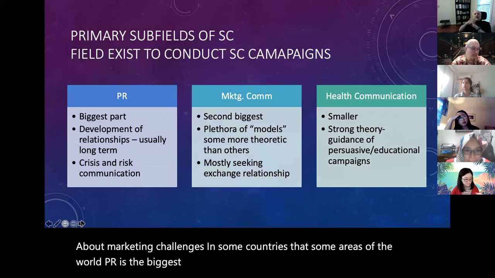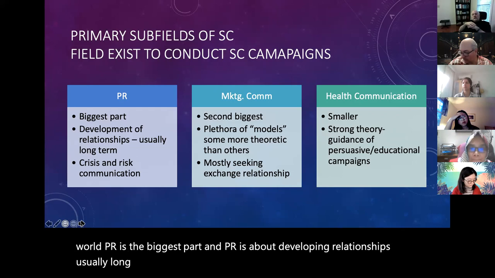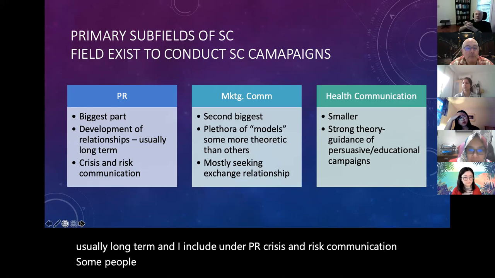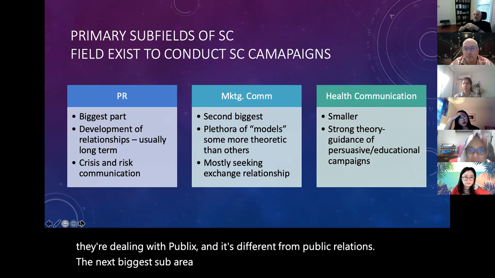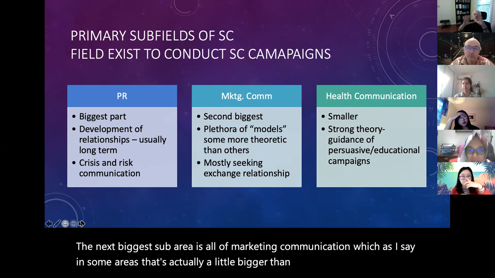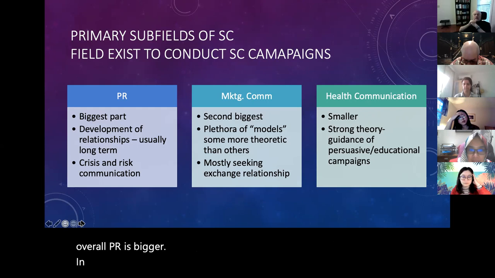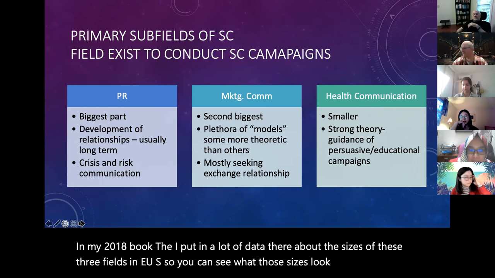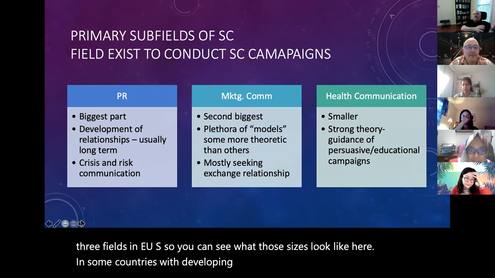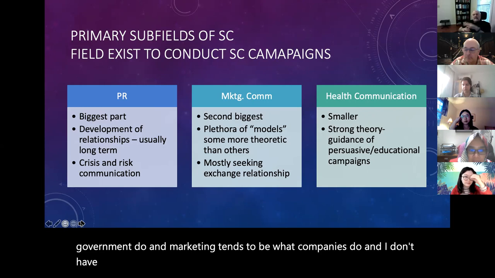And PR is about developing relationships, usually long-term. I include under PR crisis and risk communication. Some people separate them out, but then they can't explain how it is they're dealing with publics and it's different than public relations. The next biggest sub-area is all of marketing communication, which, as I say, in some areas is actually a little bigger than PR, but usually overall PR is bigger. In my 2018 book, I put in a lot of data about the sizes of these three fields in the US. So you can see what those sizes look like here. In some countries with developing economies, PR tends to be what governments do and marketing tends to be what companies do. And I don't have any way to get at those sizes in those cases.